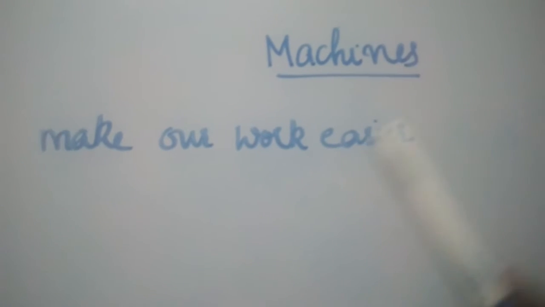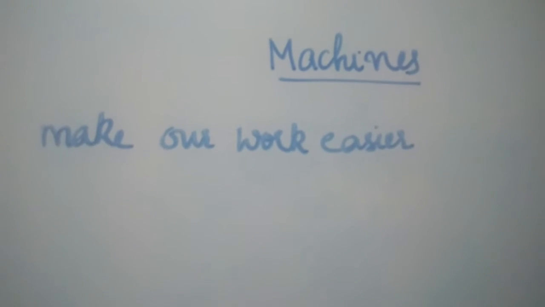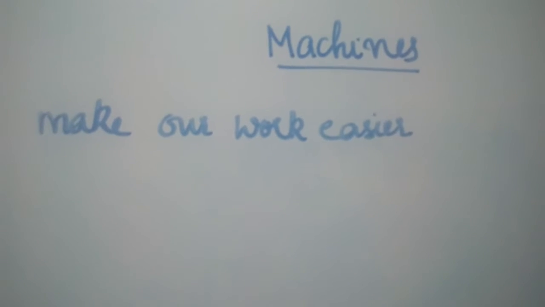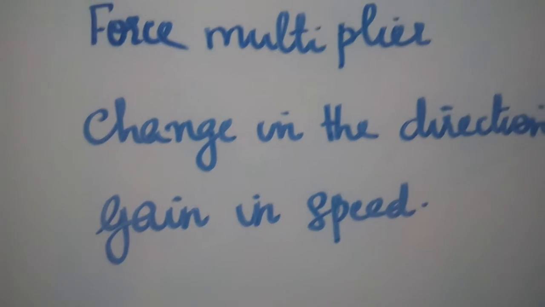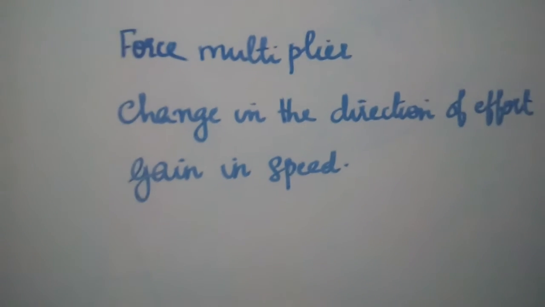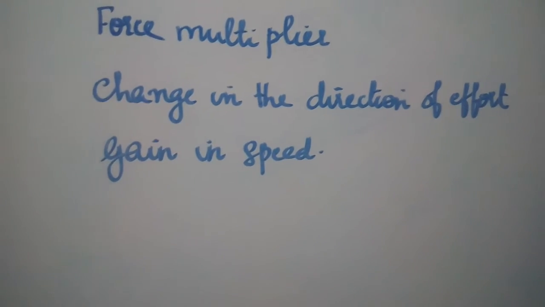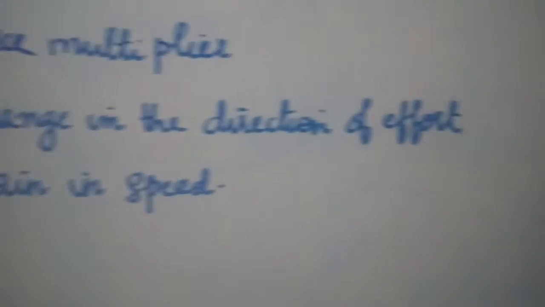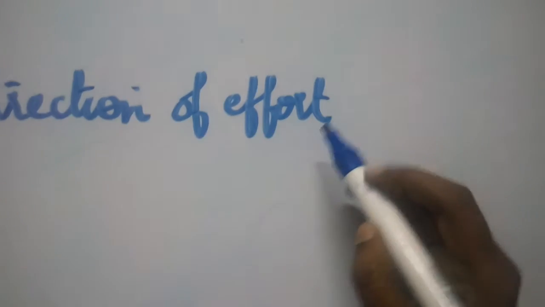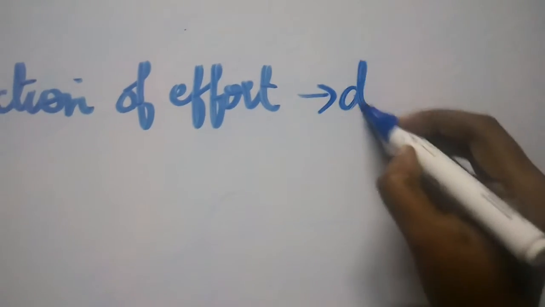Machines. Machines are the things which make our work easier. There are a lot of functions for machines. Some of the functions are force multiplier, change in the direction of effort, and gain in speed.